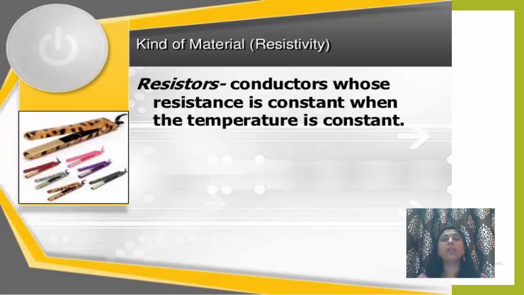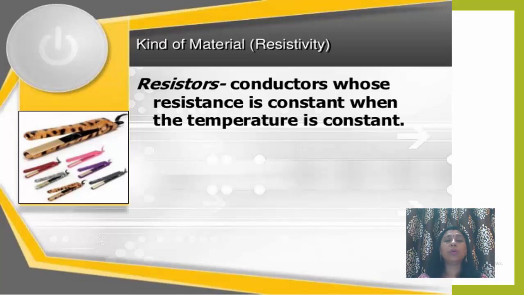Now, on the basis of resistivity, there are good conductors, resistors and insulators. Good conductors are those substances which have very low resistivity or very low resistance, and they allow almost all the current to pass through them. The resistors have comparatively high resistance, so they oppose the flow of current through them. And the third type of material on the basis of resistivity is the insulators, which have very high resistance, so no current can flow through them.